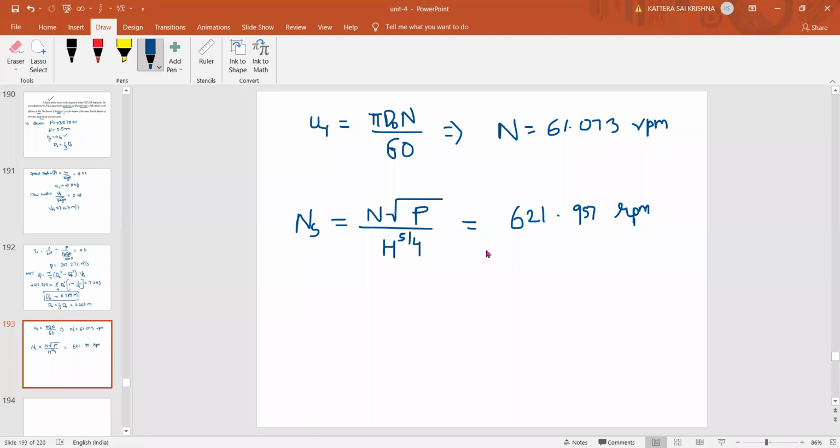Every time before starting your exam, please reset your calculator. Don't forget to do that. Reset the calculator, then start calculating. Right, so if you have completed this, if you copied this, we'll go for the next topic.